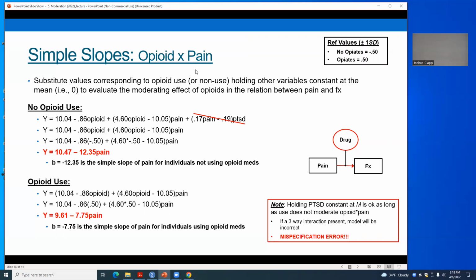Yes. No, these, when did I say symmetrical?